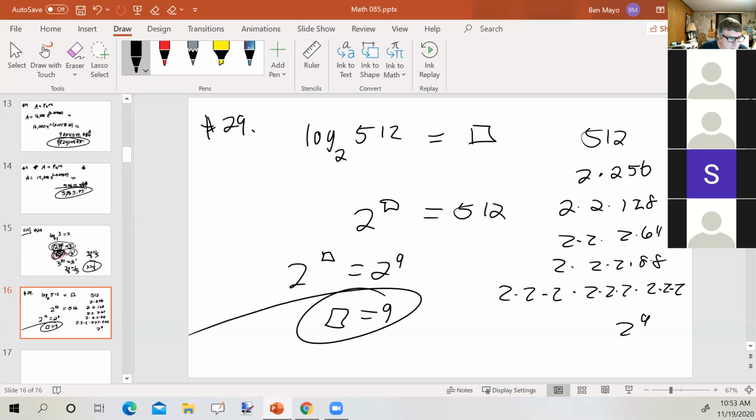33 and 34 are similar. I'm going to go on for the sake of time. The person that asked about those, if you still have questions, please email me and I will be happy to go over them with you. But we do need to move on.